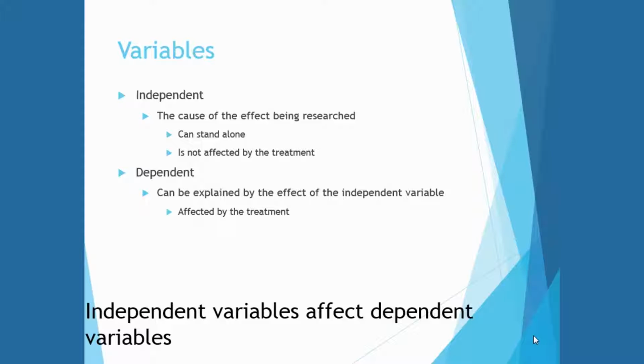So if I said using fertilizer helps to grow a plant, well, I would have some plants. The independent variable is going to be fertilizer, non-fertilizer. Your dependent variable is plant growth, because the plants are either going to grow tall or they're not going to grow tall. And that's how you're going to measure.